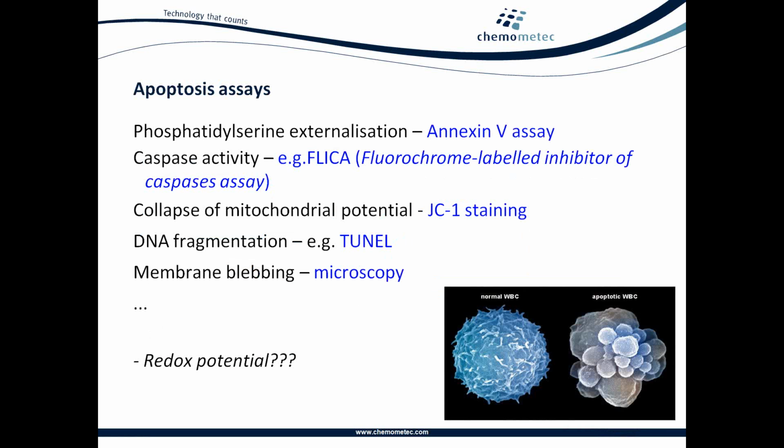So today's topic is apoptosis. There are different ways to look at apoptosis. There is the phosphatidylserine externalization, the annexin V assay. You can look at caspase activity, collapsing of mitochondrial potential, DNA fragmentation in different ways. You can look in microscopes and see membrane blebbing and so on. But quite recently, there have been more and more publications coming out on the redox potential, and that a drop in redox potential in cells can actually be used as an apoptotic marker.